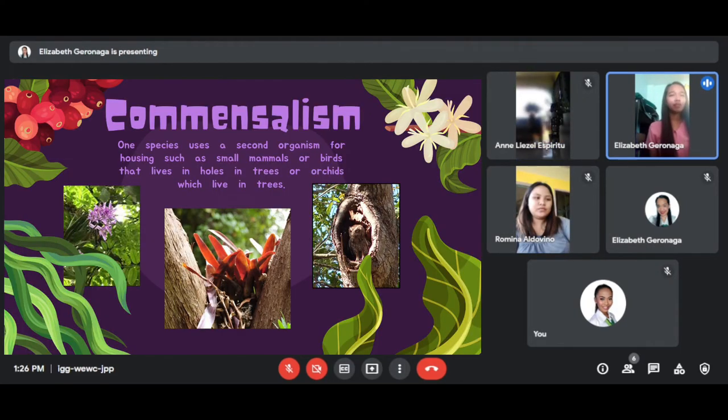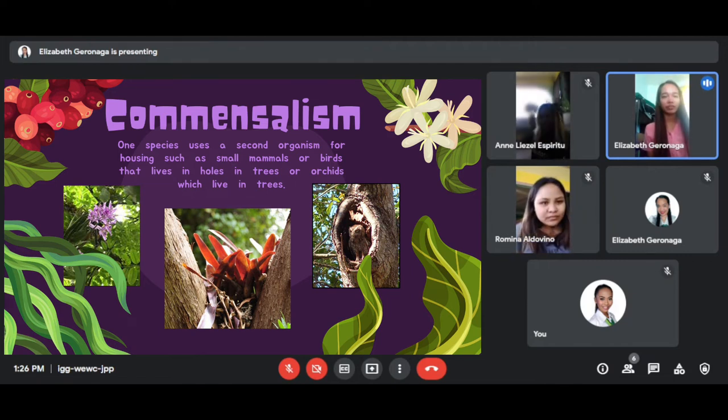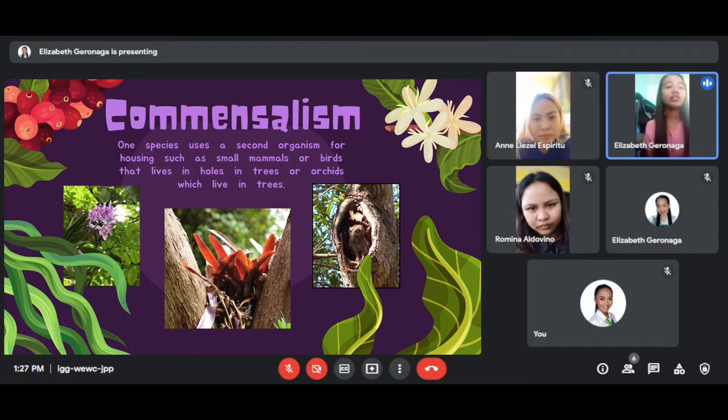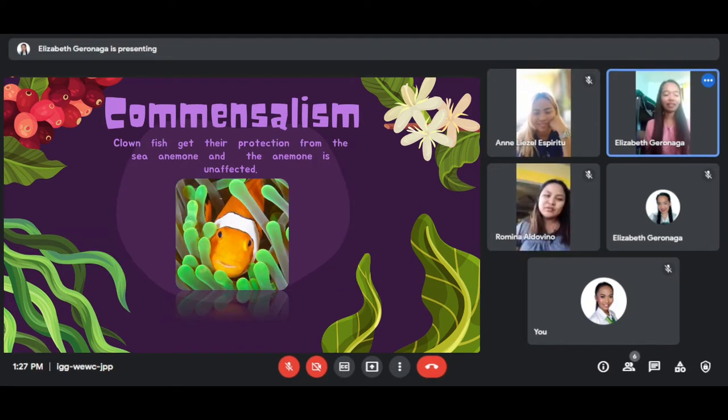This is an example of commensalism. One species uses a second organism for housing, such as small mammals or birds that live in host trees, or orchids which live in trees. As you can see in the picture, the tree houses the other organism, giving them shelter. The next example is the clownfish that gets protection from the sea anemone, and the anemone is unaffected.